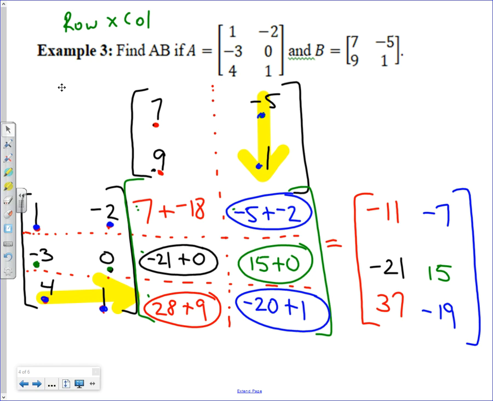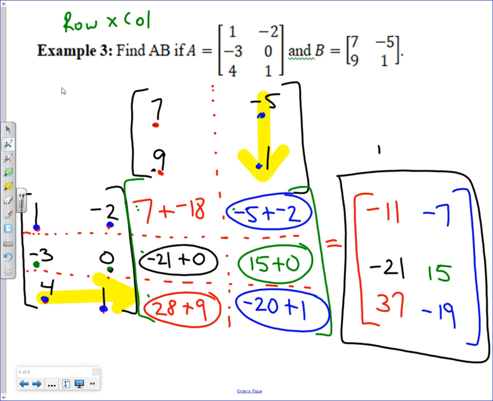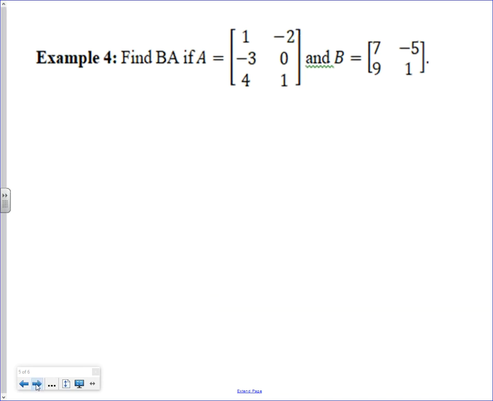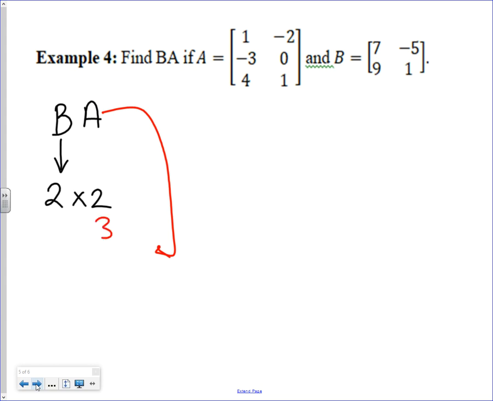So AB is equal to this. This is my answer. So what AB is equal to that matrix. But one more example. Says find BA. Okay? Well, let's see if we can find BA. What's the dimensions of B? It's a 2 by 2. What's the dimensions of A? It's a 3 by 2.